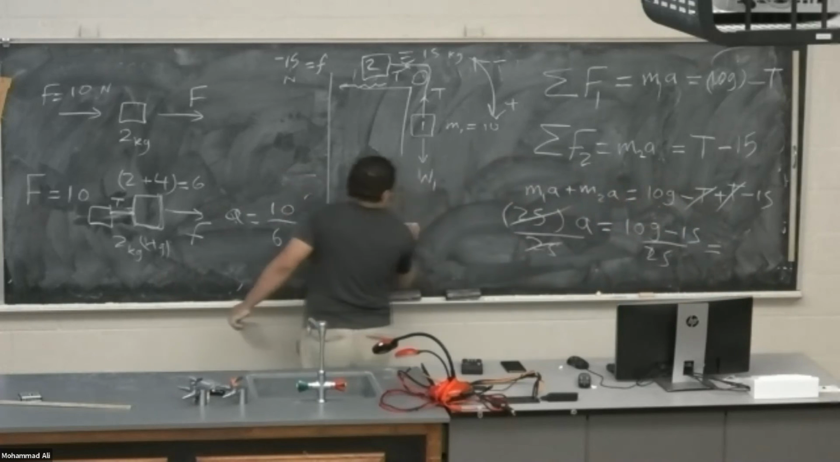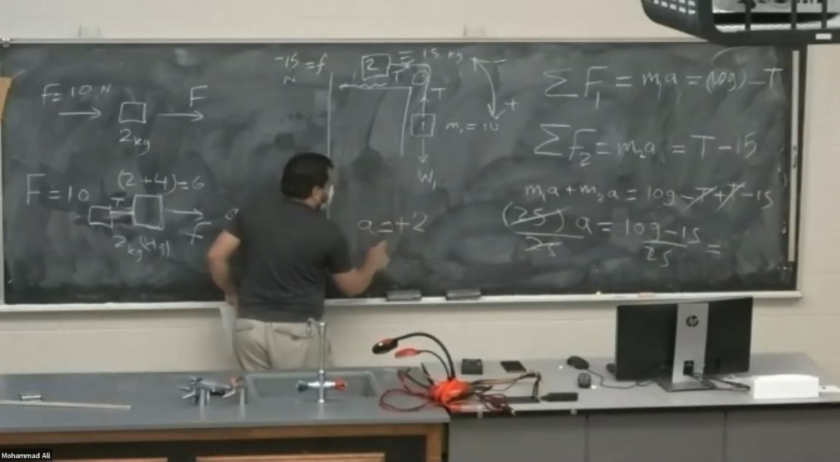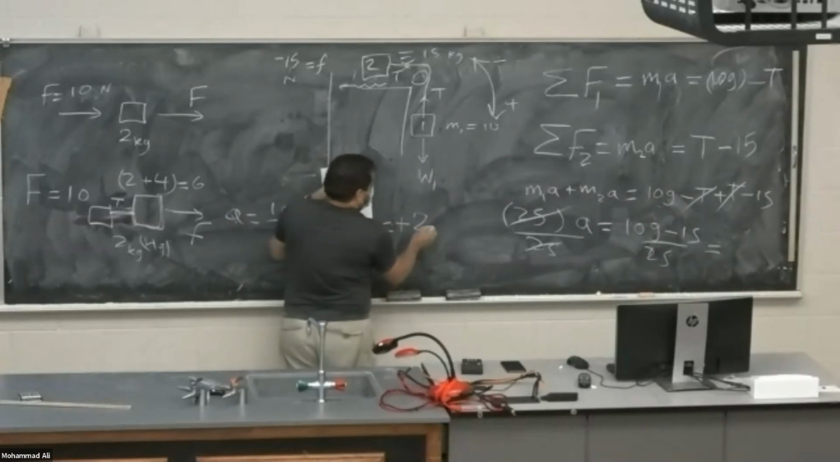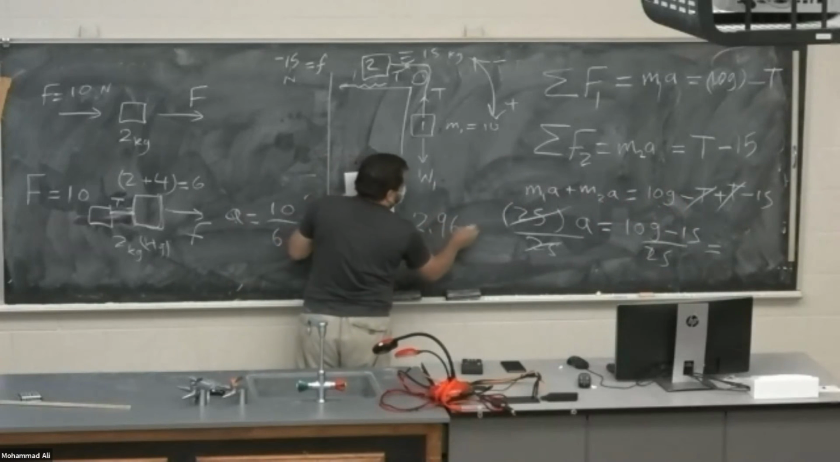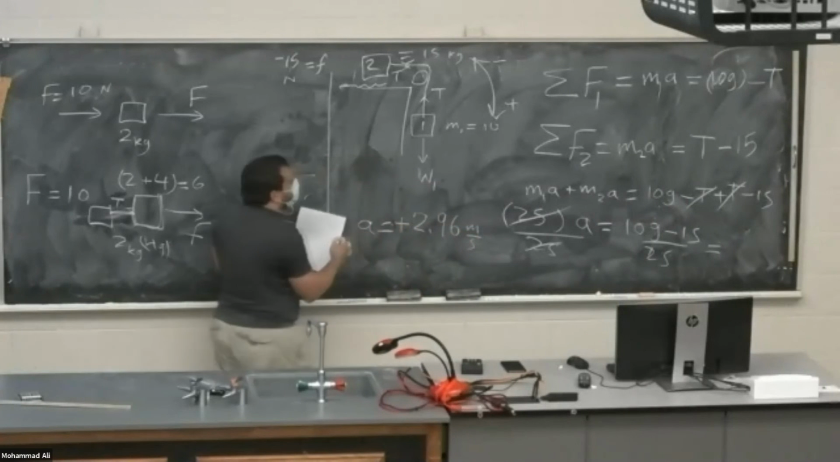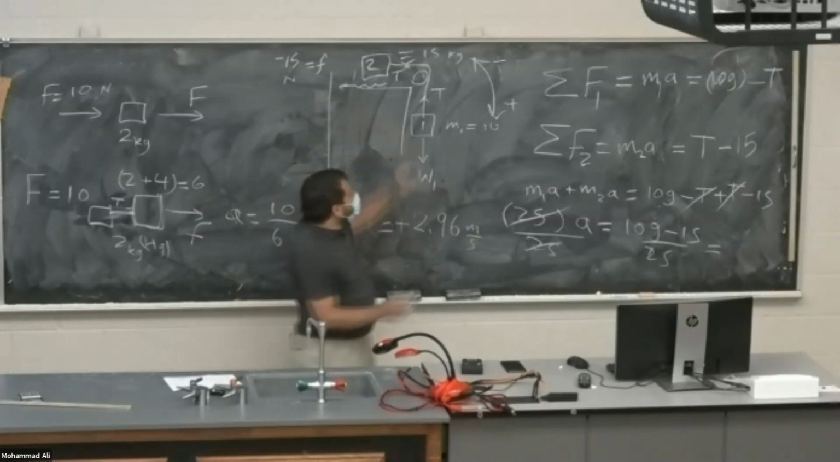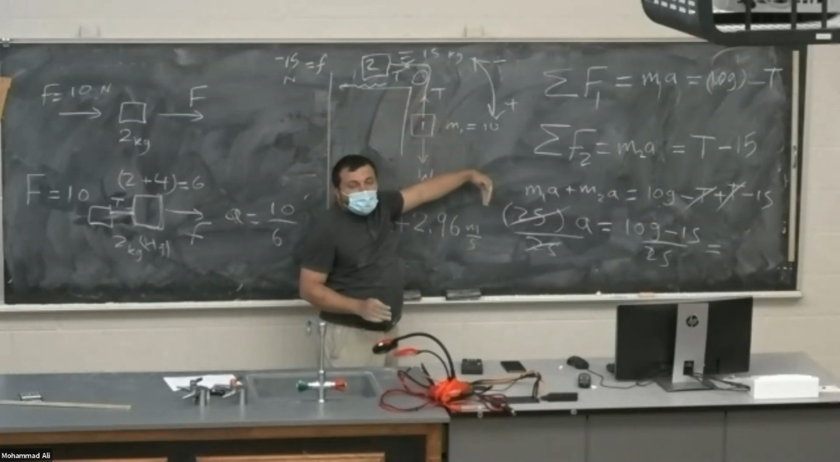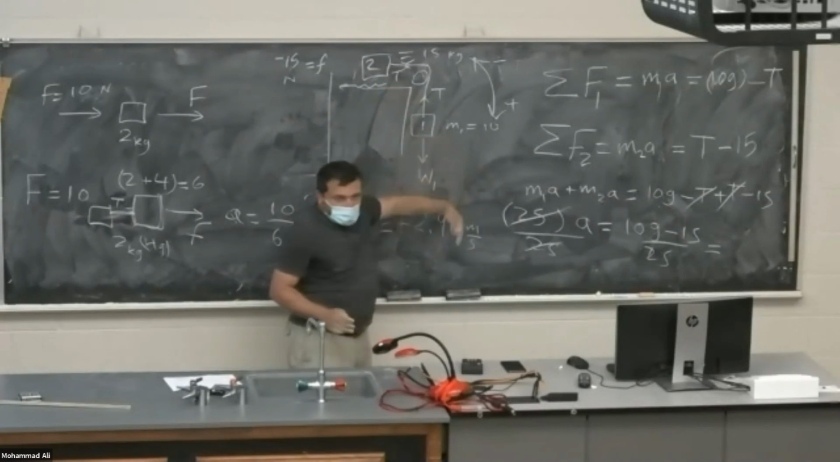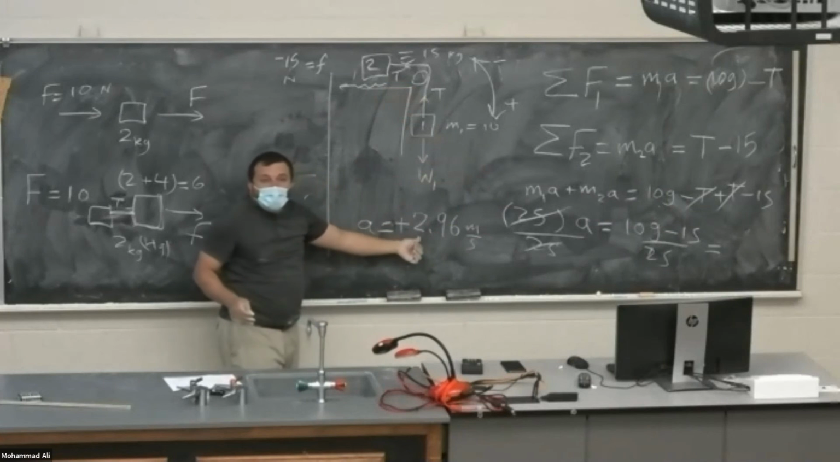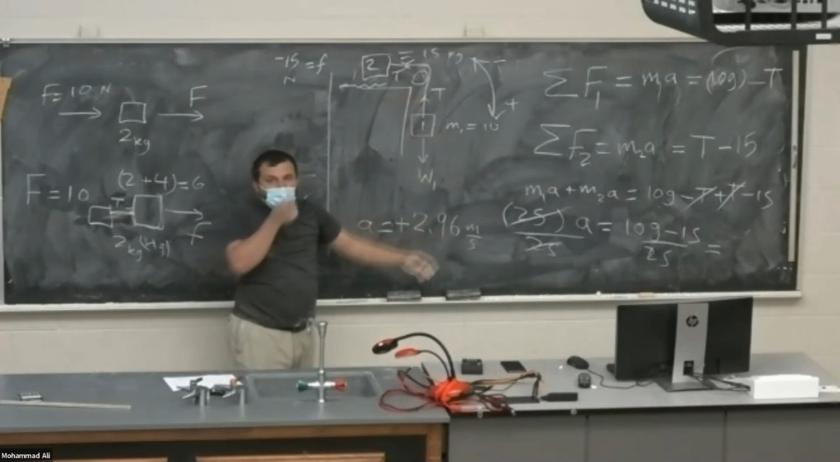plus 2.96 meters per square second. Plus means to this direction. So these two objects will be falling down, right? Will go to this direction by acceleration 2 point or almost 3.